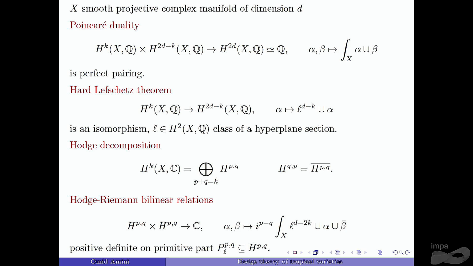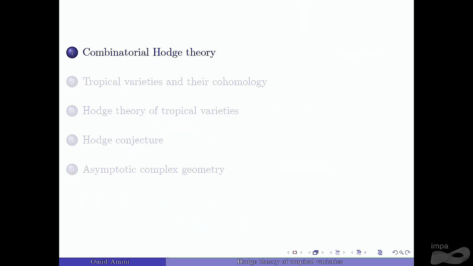Okay, so let me start by telling you how Hodge theory is related to combinatorics. And then I will tell you a little bit more; this will be an introduction, an opening to the tropical world. So it's about combinatorial Hodge theory. What is combinatorial Hodge theory?